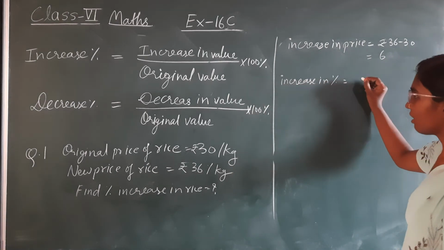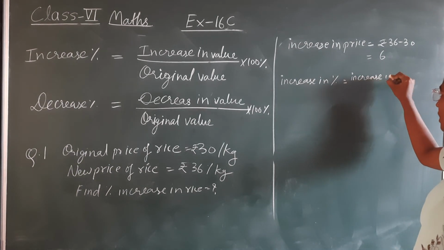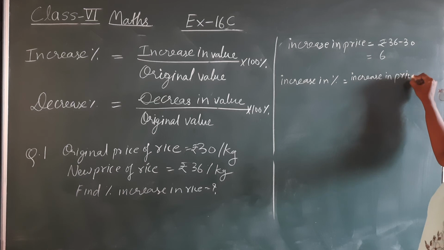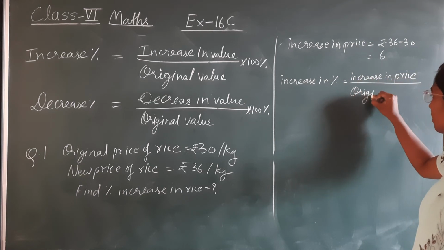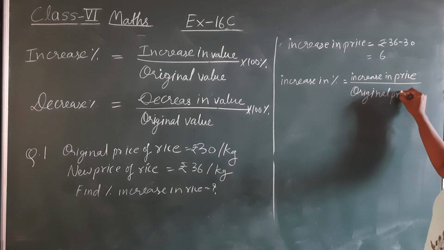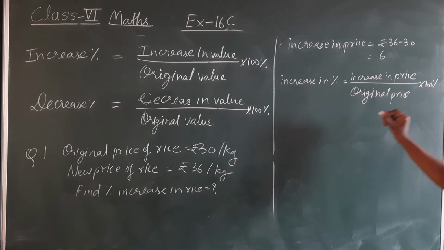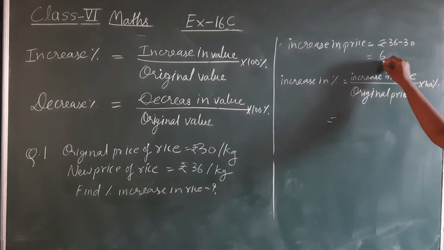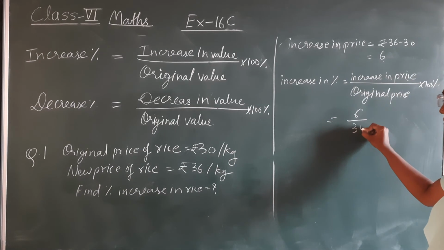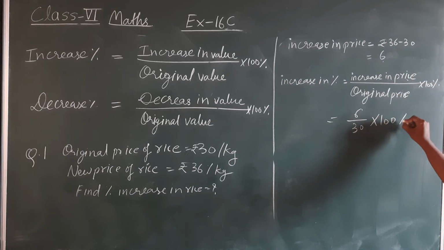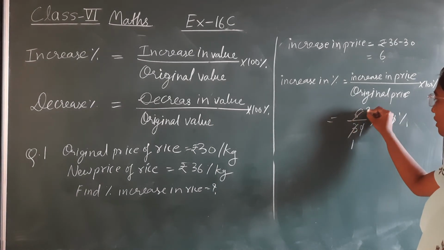It will be increase in price upon original price into 100 and here percentage sign. Increase in price is 6 rupees, original price is 30 rupees. And here multiply and percentage sign. 0, 0 will get cancelled. 3 1s are 3, 3 2s are 6.